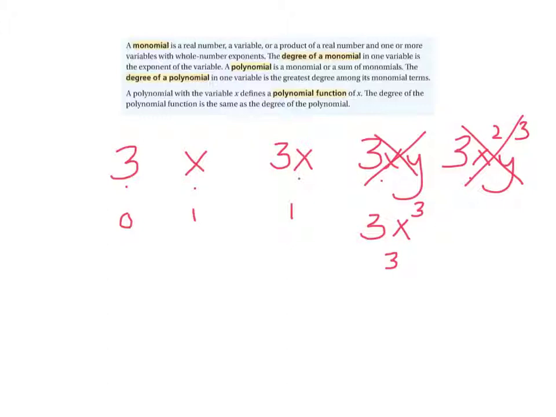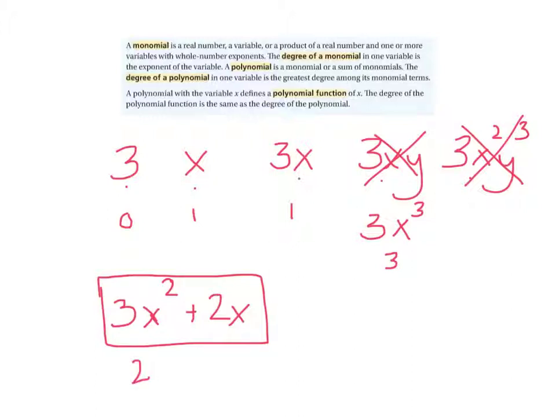Polynomial. Monomials are polynomials, kind of like squares or rectangles. So a polynomial is a monomial or a sum of monomials, like 3x squared plus 2x. The degree of a polynomial in one variable is the greatest degree among its monomial terms. So in this polynomial, one term has degree 2, this has degree 1. Overall, the degree of this particular polynomial is 2. We don't add the degrees together between terms.